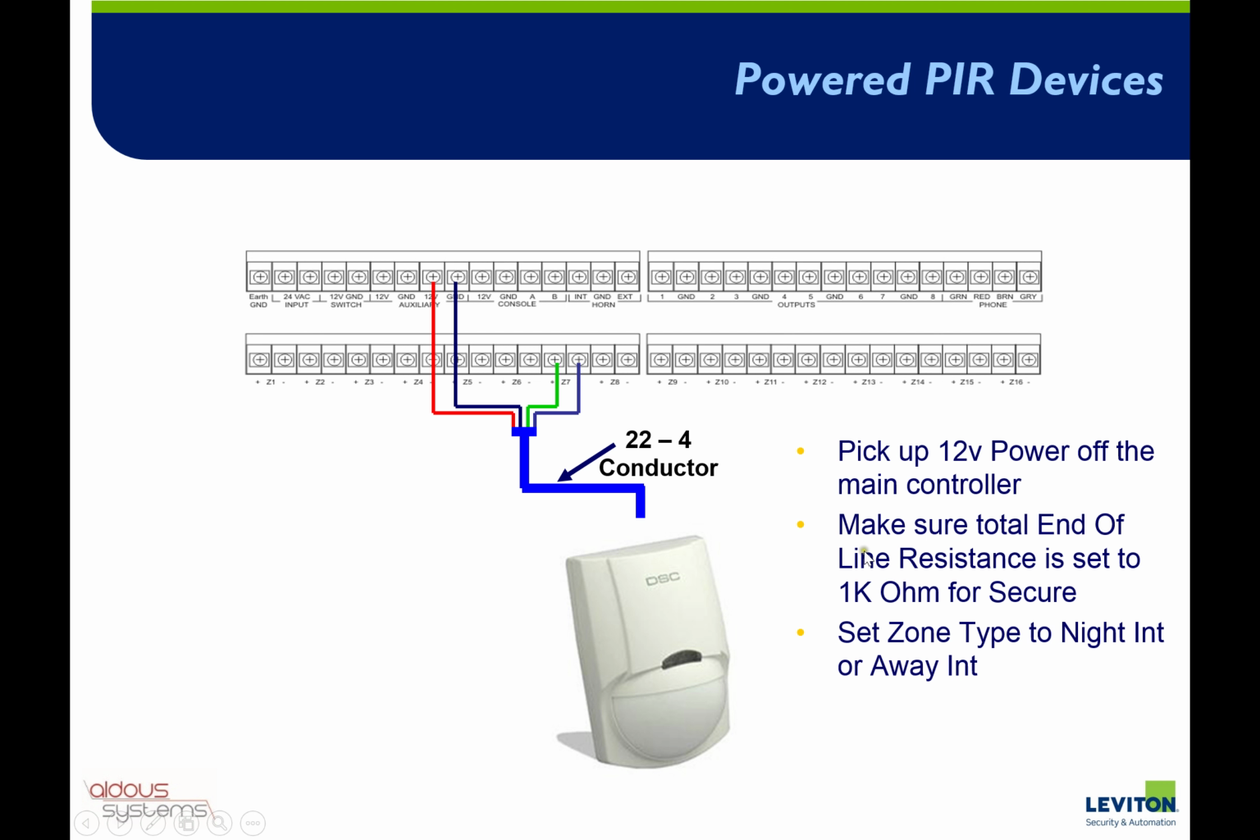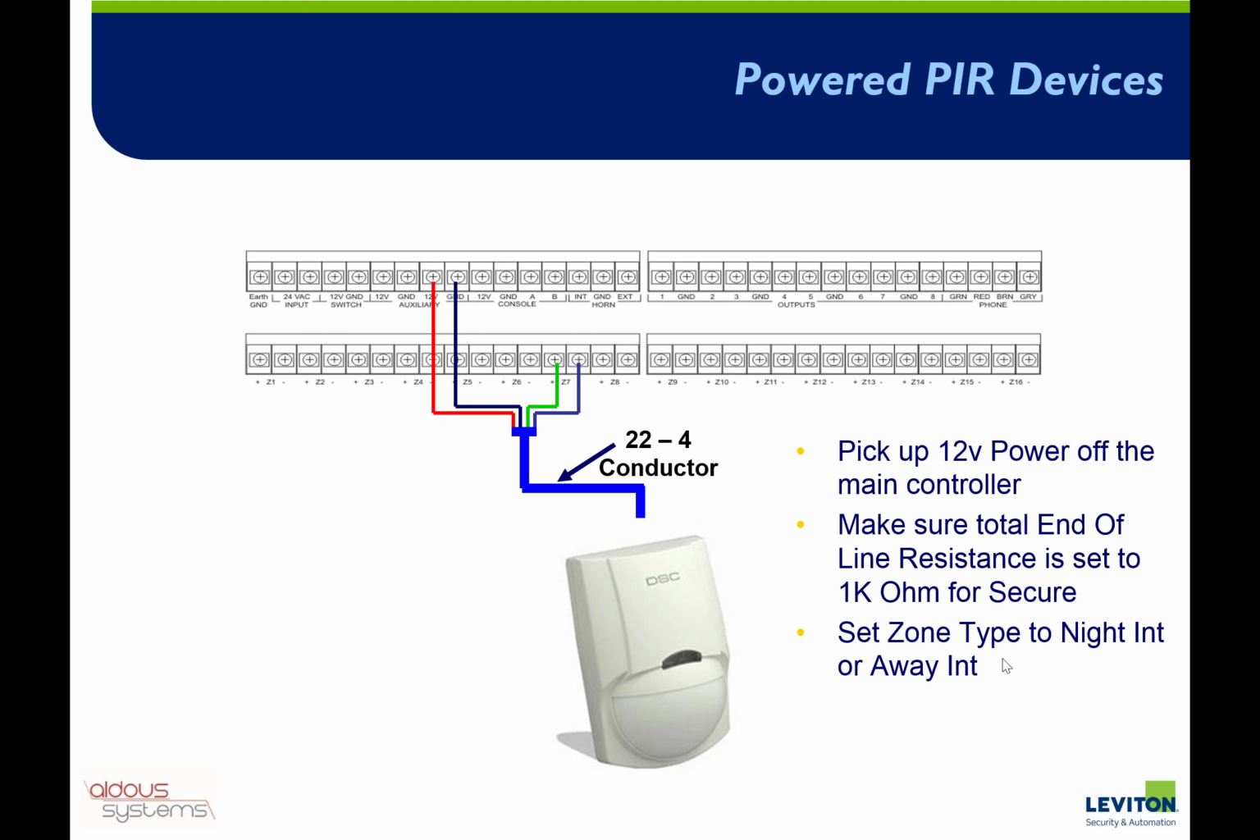And there is a requirement to set a zone type for each of the zones. So a zone type for a PIR is typically night interior or away interior. Night interior is where no one should be at night, which are for the PIRs downstairs. And away interior is where no one should be when you're away, which are for the PIRs upstairs.